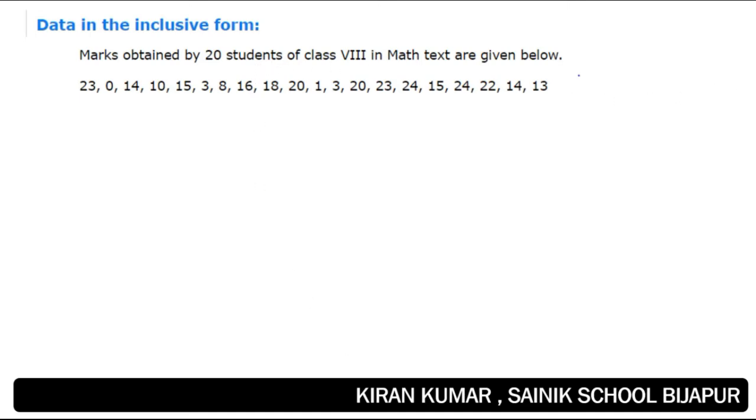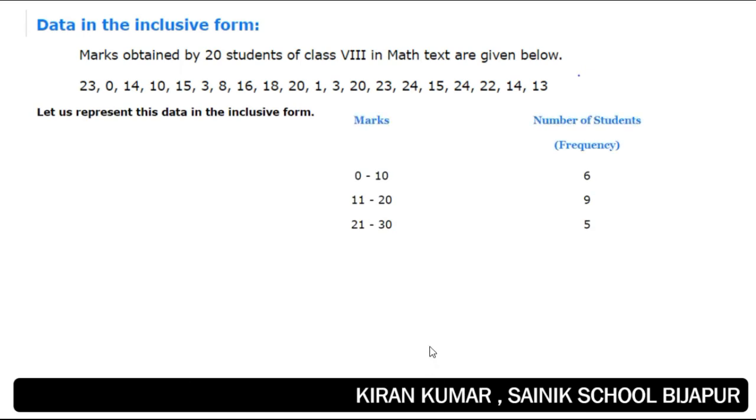Let's arrange this particular data in an inclusive form. So I will take 0 to 10. Next, I'll take 11 to 20. Next is 21 to 30. Here, between 0 to 10, there are 6 students. The important thing here is that 10 is included in this. Here 20 is included in the second class and 30 is included in the third class.